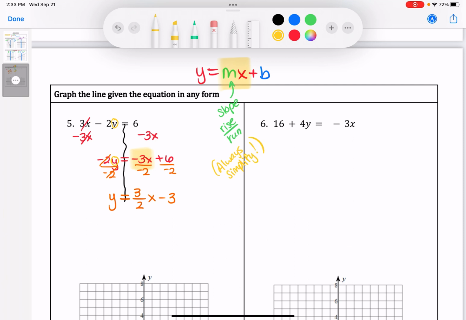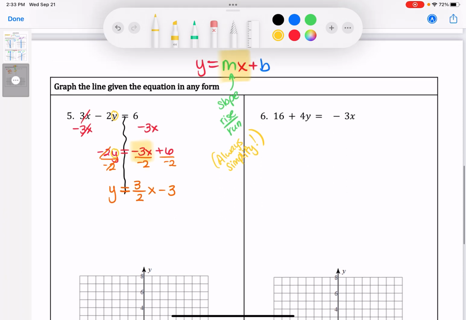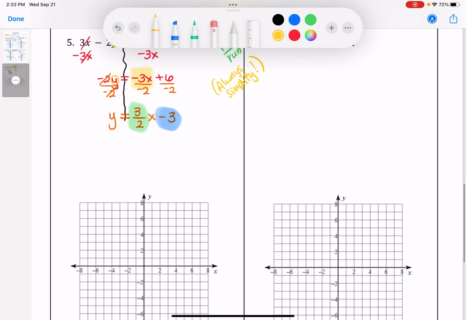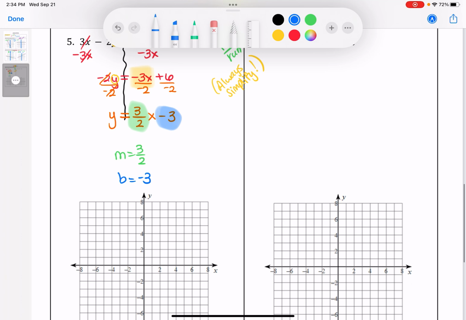All right. Now I have slope-intercept form. Now I have everything in the right spot, so I can clearly and easily see, okay, y equals mx plus b. m would be 3 halves, and b is negative 3. So I'm going to write those down. There we go. m equals 3 over 2, and b equals negative 3.